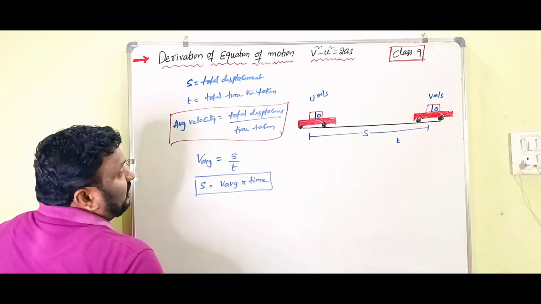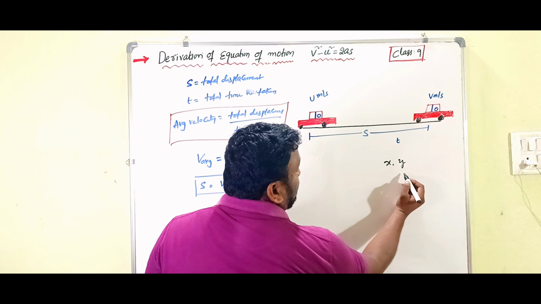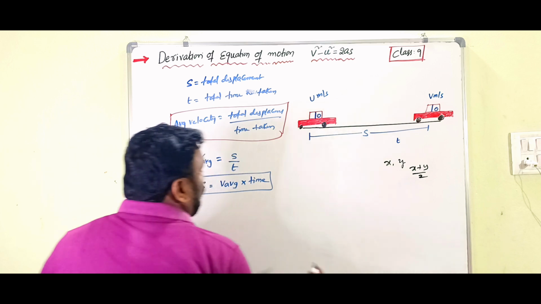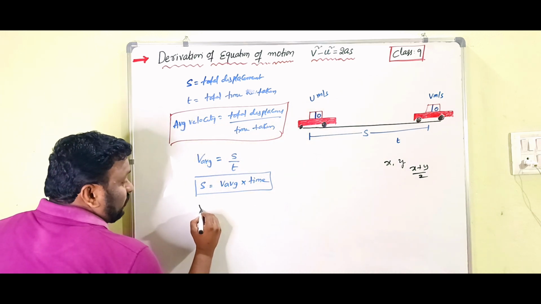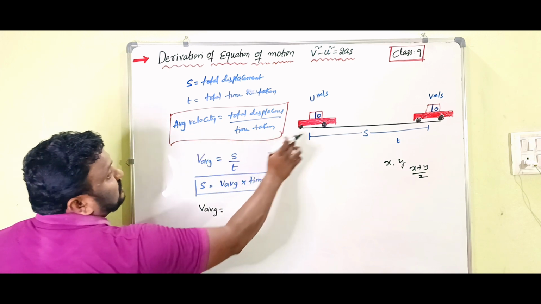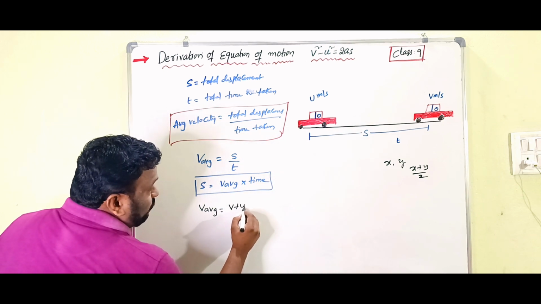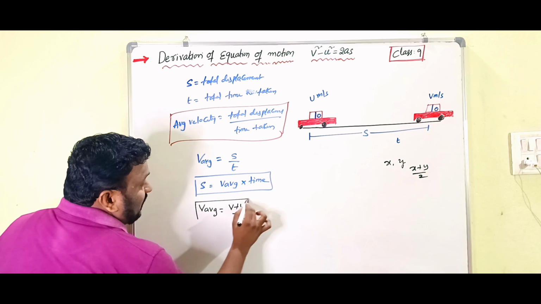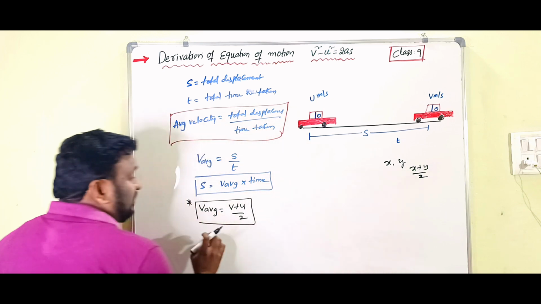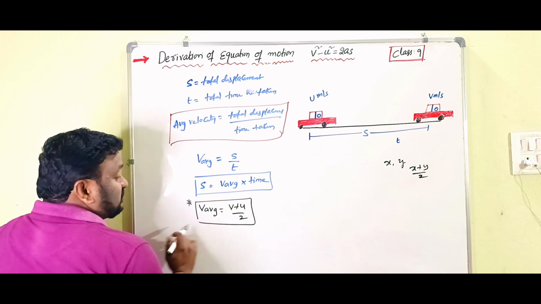Children, I already explained in previous videos, if x is one number and y is another number, how can we write the average? x plus y by 2. In the same manner, v average is equal to the initial velocity u and the final velocity v, so we write v plus u by 2. So clear? V average is v plus u by 2. Let u be the initial velocity and v the final velocity, and their average is v plus u by 2.